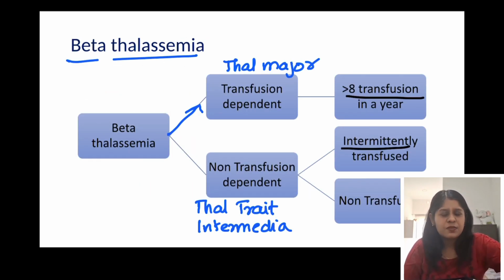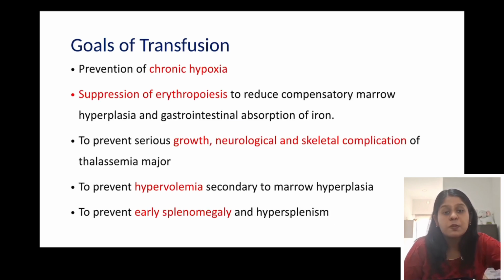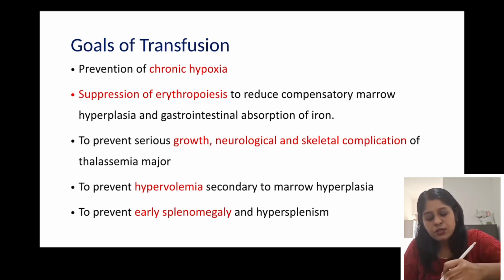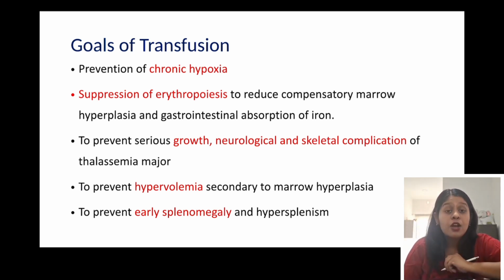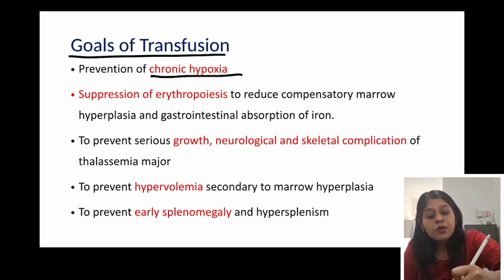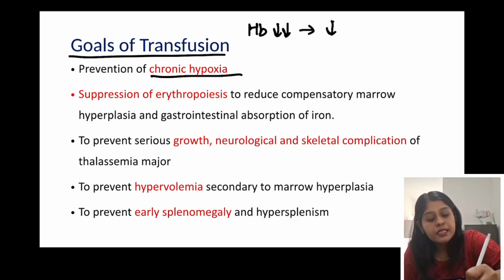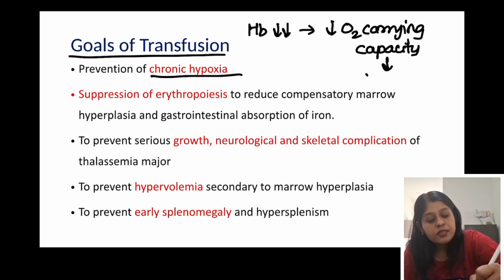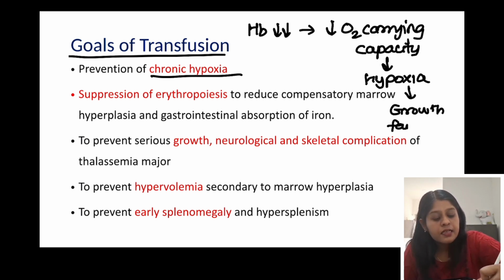So why do we transfuse? What is the goal of transfusion? What should be your cutoff? And what are you preventing by transfusing these patients? The goal of transfusion here is to prevent chronic hypoxia. Because the hemoglobin is low, there is a reduction in the oxygen carrying capacity of the blood. This in turn leads to hypoxia, and this hypoxia leads to growth failure in children, which can present as stunting.